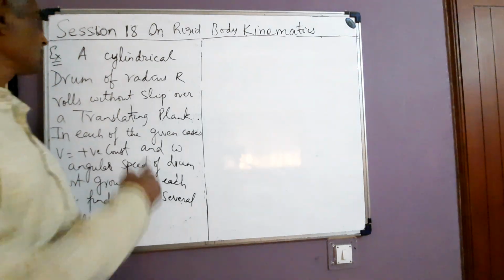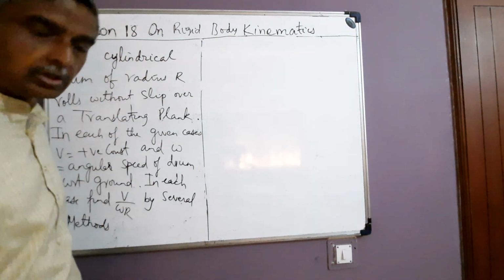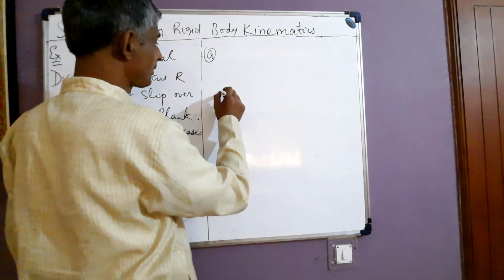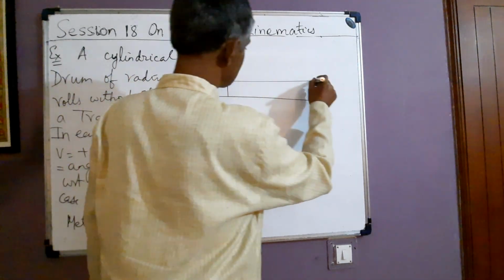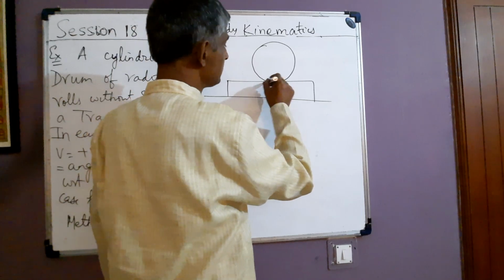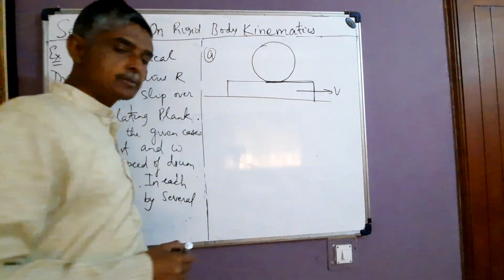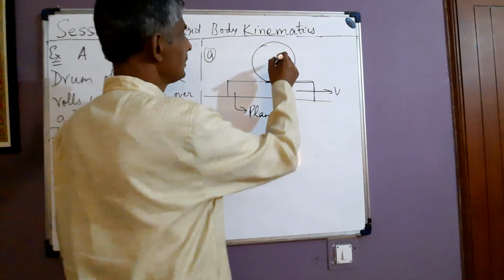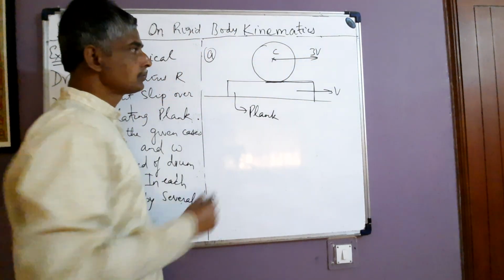So in this question there will be three parts. Each part will be solved with different methods just to demonstrate the concept involved. Part A of the question is this. This is the fixed horizontal ground. This is the translating plank. This is the drum, a circular drum. This plank translates at a constant speed v with respect to ground rightward. Center C moves at a constant speed of 3v with respect to ground.